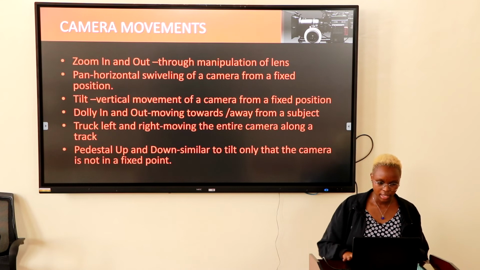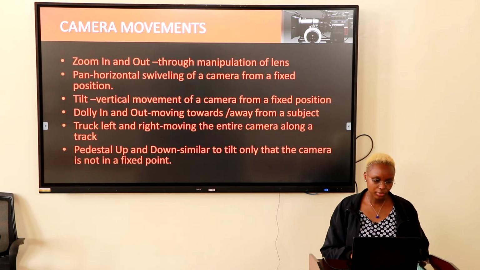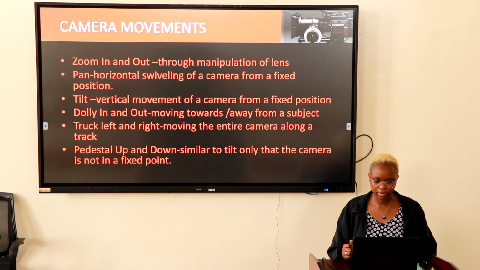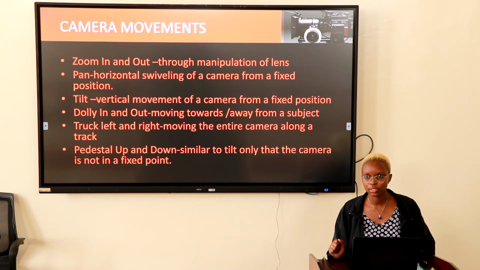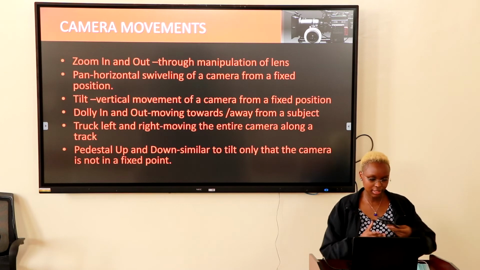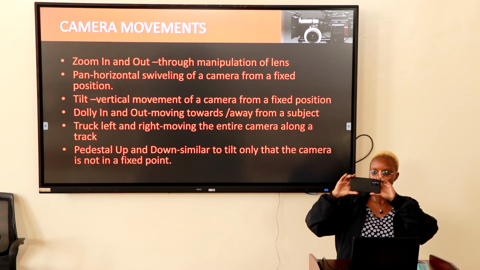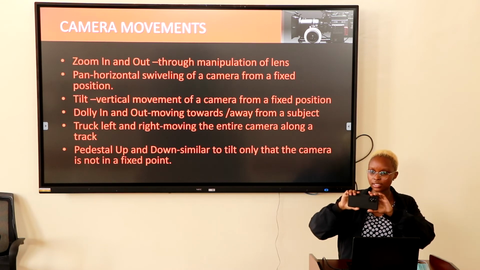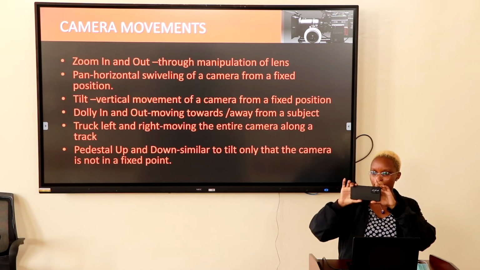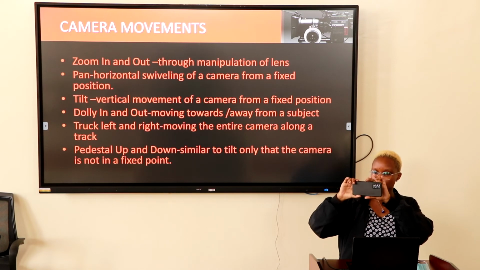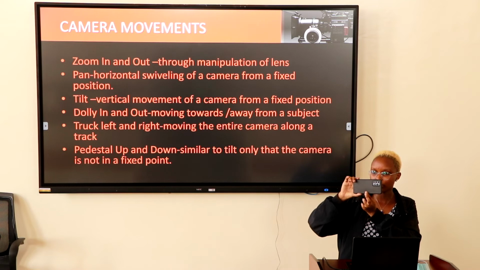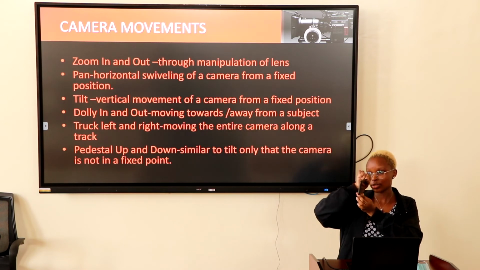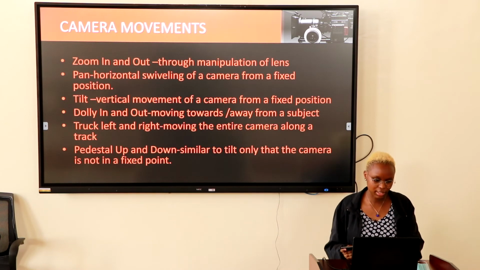to zoom out. Then a pan is a horizontal swiveling of a camera from a fixed position. So for example, this is my camera. If I want to pan it, I won't do this. It's assuming it's fixed on a tripod stand. You'll just move within a position, like you get, yeah, horizontally.